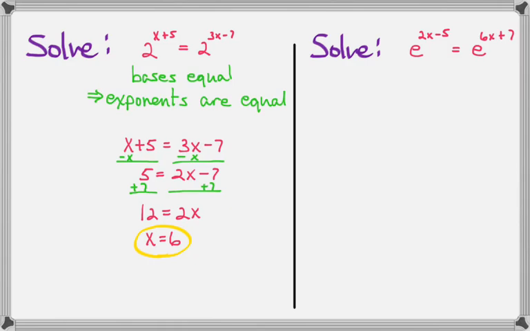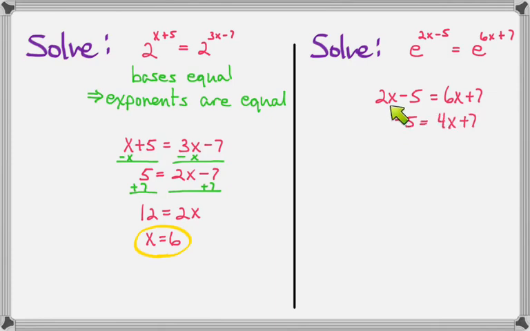Let's solve e to the 2x minus 5 equals e to the 6x plus 7. So, e is an irrational number and maybe not as familiar to you as a whole number would be, but it really doesn't matter what the base is because we're only interested in making sure they're the same, and they are. So if e to this power equals e to that power, then this power and that power must be the same. So we'll write our equation, 2x minus 5 equals 6x plus 7, and we'll solve it.